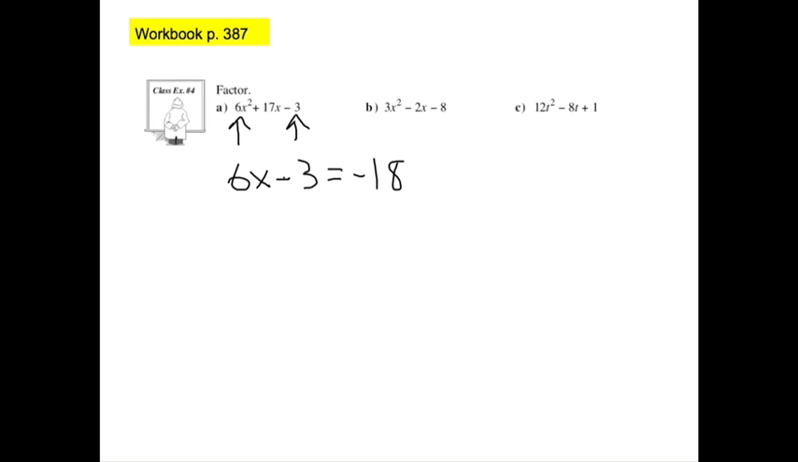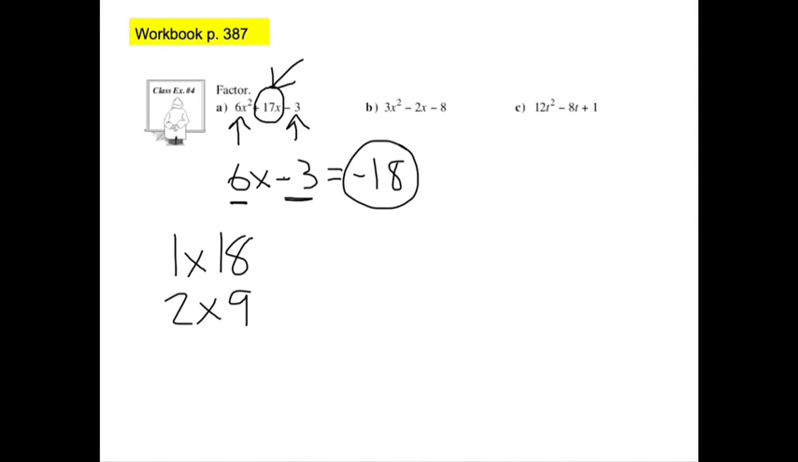So the question is, what will add to give you a positive 17, but multiplies to give you a negative 18? Well, obviously you're going to need a positive and a negative number, and considering that this is positive, the bigger number better be positive as well. So let's take a look. What multiplies to give you 18? 1 times 18, obviously is going to be 18. You've got 2 times 9. You've got 3 times 6.